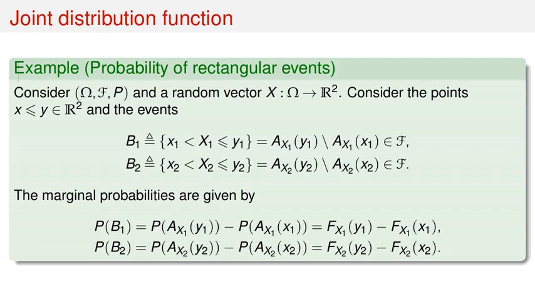Both B sub 1 and B sub 2 are in script F. The marginal probabilities are: probability of B sub 1 equals F sub X sub 1 of y sub 1 minus F sub X sub 1 of x sub 1, and probability of B sub 2 equals F sub X sub 2 of y sub 2 minus F sub X sub 2 of x sub 2.